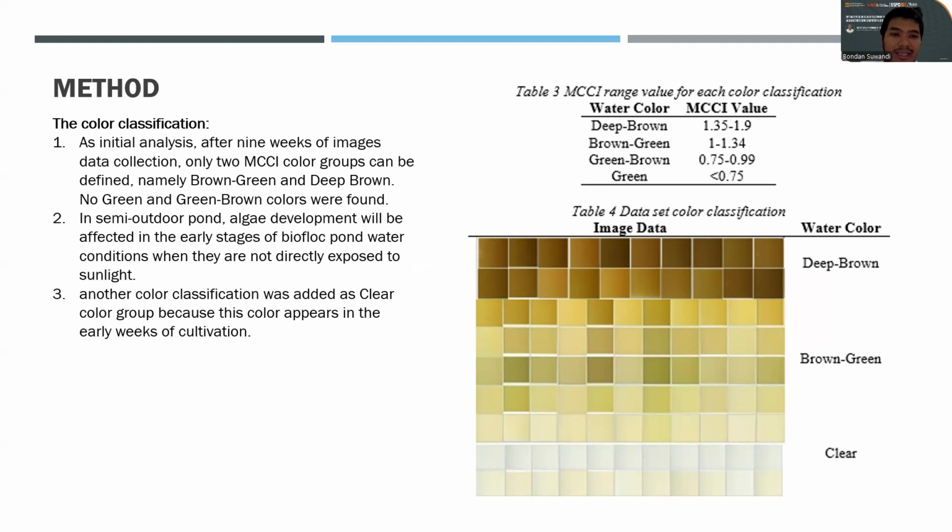Why? We realized that our pond is placed in a semi-outdoor area. Algae development will be affected in the early stage because our pond didn't receive enough exposure to sunlight. Sunlight is one of the main components needed by algae to grow. That's why our biofloc system doesn't have any green color, because the algae are not really developed in our system.